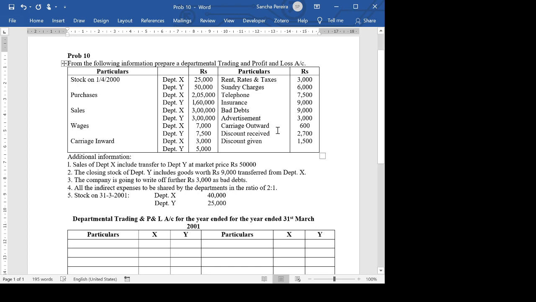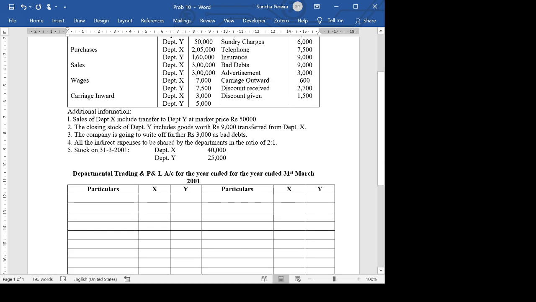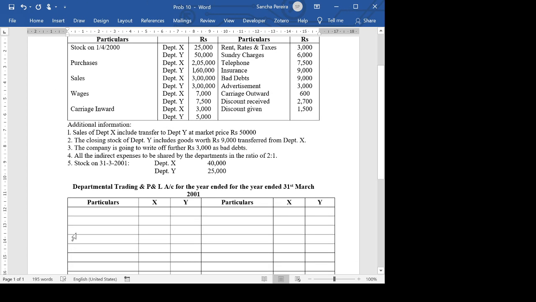Okay. So let's start. First, we have the opening stock. To opening stock. We have 25,000 and 50,000.